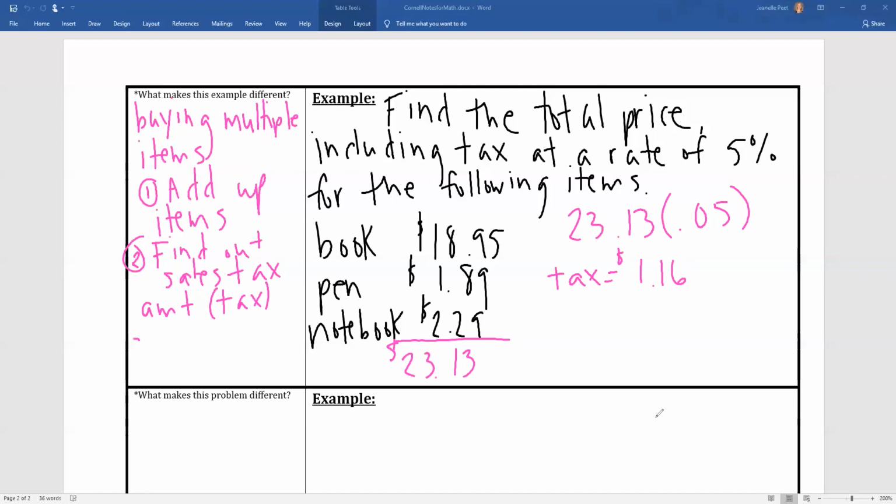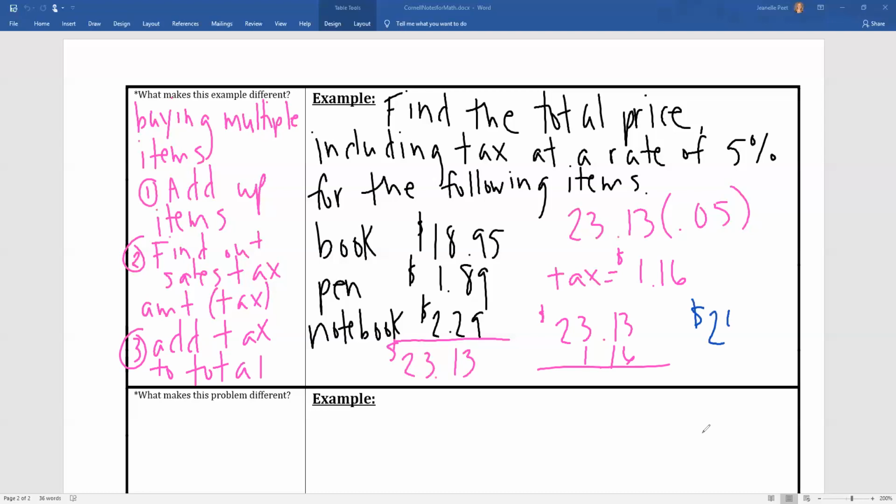So my final step here is I'm going to add tax to total. Okay, so I'm going to take my $23.13 and add it to $1.16. And my total amount, I'm going to write this in a different color, is going to be $24.29. Okay.